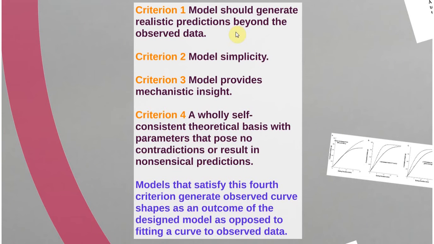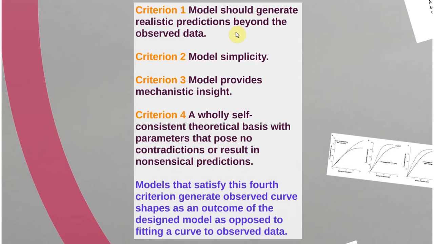First is that the model should generate realistic predictions beyond the observed data. That's the first criterion that we have. That's usually what models are used for. Maybe we want to predict obesity prevalence, or maybe we want to predict the weather 5 days from now. The models are what give that to us, and we would like to take the observed data and predict past that observed data. The second criterion, which is sometimes misunderstood, is model simplicity.